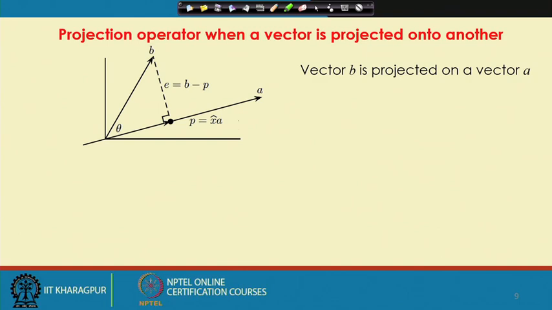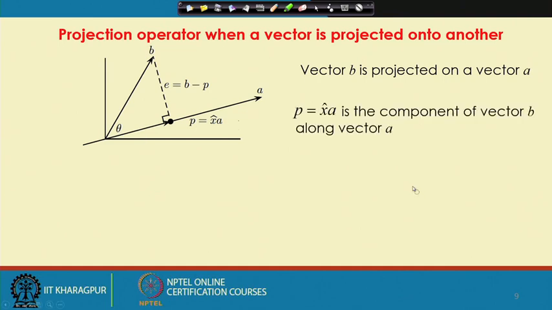So, we will look in detail at the projection matrix. Vector B is projected on a vector A, and this is the projection operation. P is equal to x tilde A, the component of B along A. So, B is projected along A, and the new vector has the same direction as A.